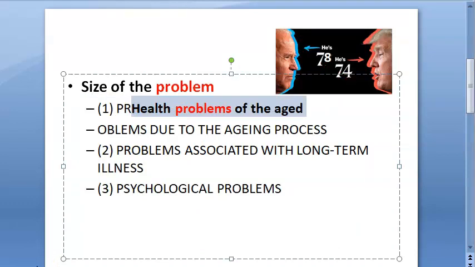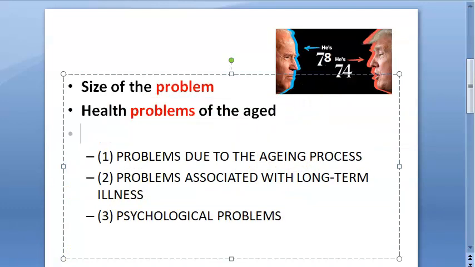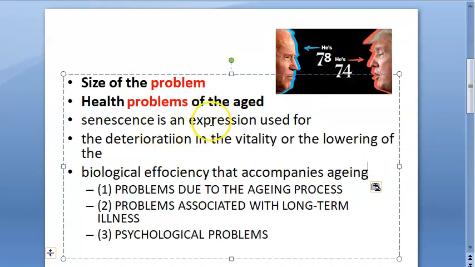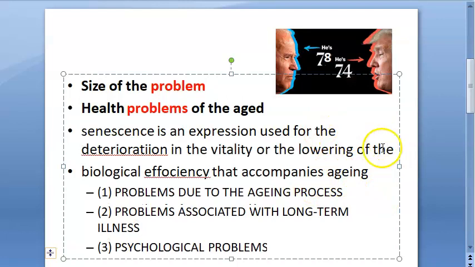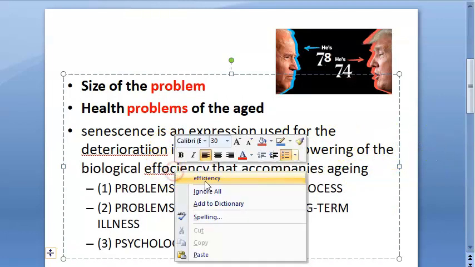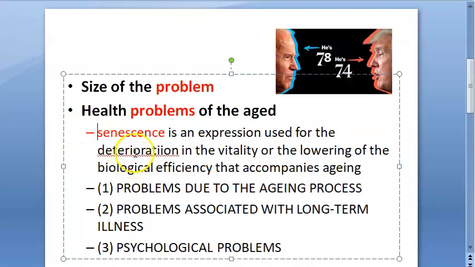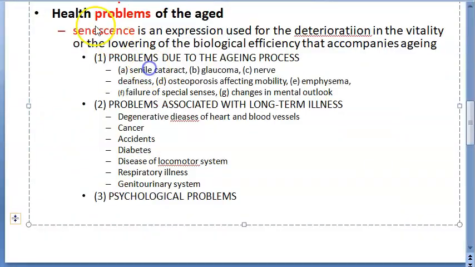Here they are saying one thing, guys. Old age or whatever age is just a number, but the term senescence is an expression used for deterioration in the vitality or the lowering of the biological efficiency that accompanies aging. So aging is fine. That's what they are trying to say. But senescence is the word they are using for this deterioration. So guys, some of the problems due to the aging process are listed here.